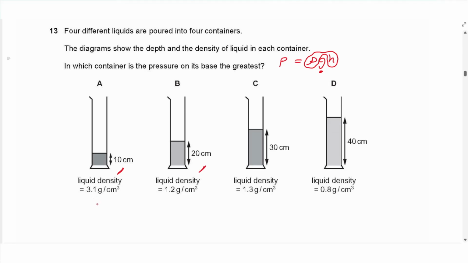The first one will give us 31, and the second one will give us 1.2 times 20, that is 24. 1.3 times 30 gives us an answer of 39. 0.8 times 40 gives us an answer of 32. So the greatest number here is 39, so we choose C.